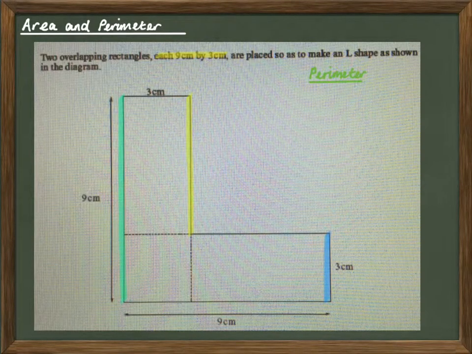So if the small little one is 3, and I have to get to 9, well, obviously, the yellow one has to be 6. So I'm going to go on, and I'm going to label that side 6 centimetres.